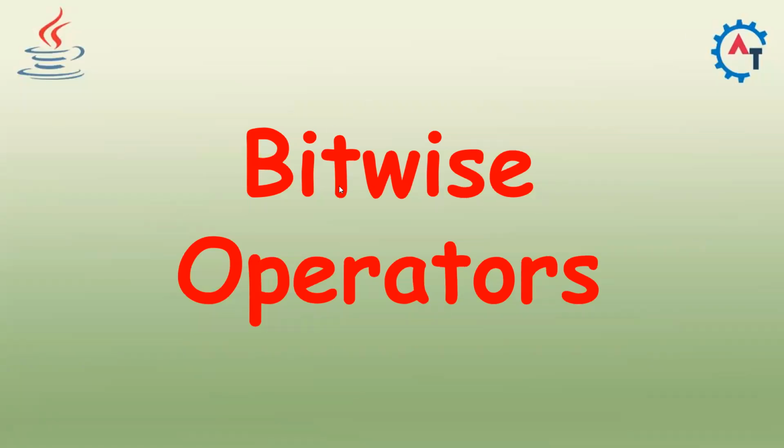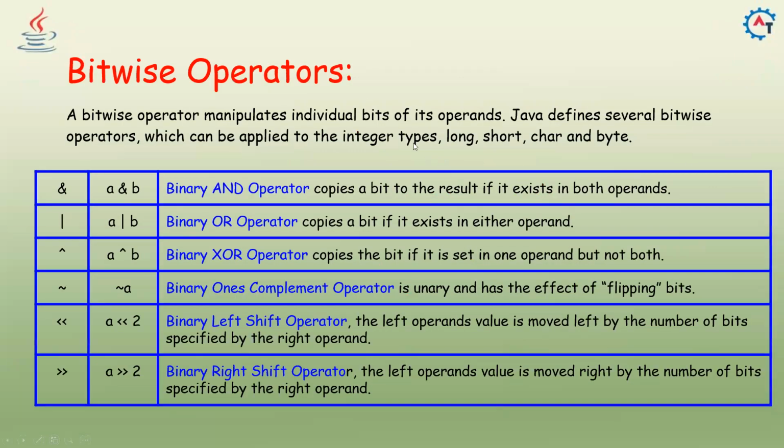Hi, in this video, we will see bitwise operators in Java. So what are those bitwise operators? They can be applied to the integer types long, short, char, byte. The first one is binary AND, A and B, which copies a bit to the result if it exists in both operands.